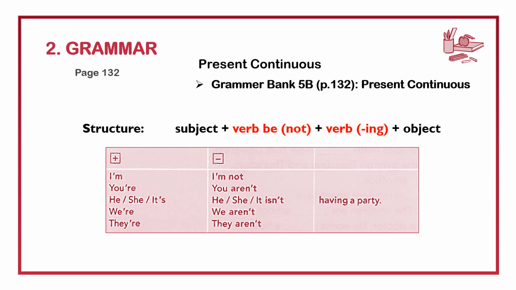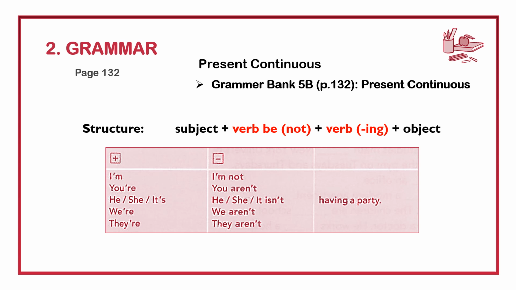If your sentence is negative, you need not after the to be verb. I'm not, you aren't, he isn't, she isn't, it isn't, we aren't, or they aren't. And then we need a verb in the ing form. So for example, have plus ing, having, going, singing, dancing, etc. And then we have an object. Maybe we do, maybe not, but we complete the sentence.